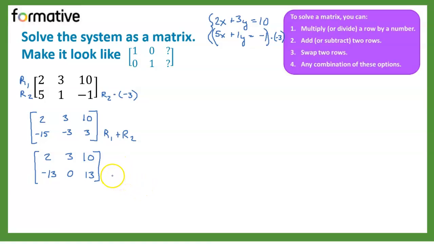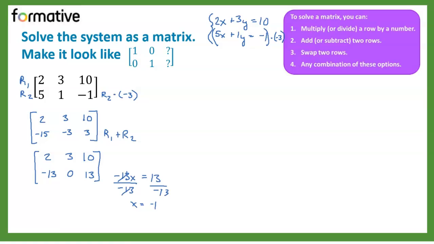Another way to think about this is if we wrote this as an equation, this would be negative 13x plus 0y equals 13. We have negative 13x equals 13. How would you solve that? Well, we just divide both sides by negative 13, and we get x equals negative 1.